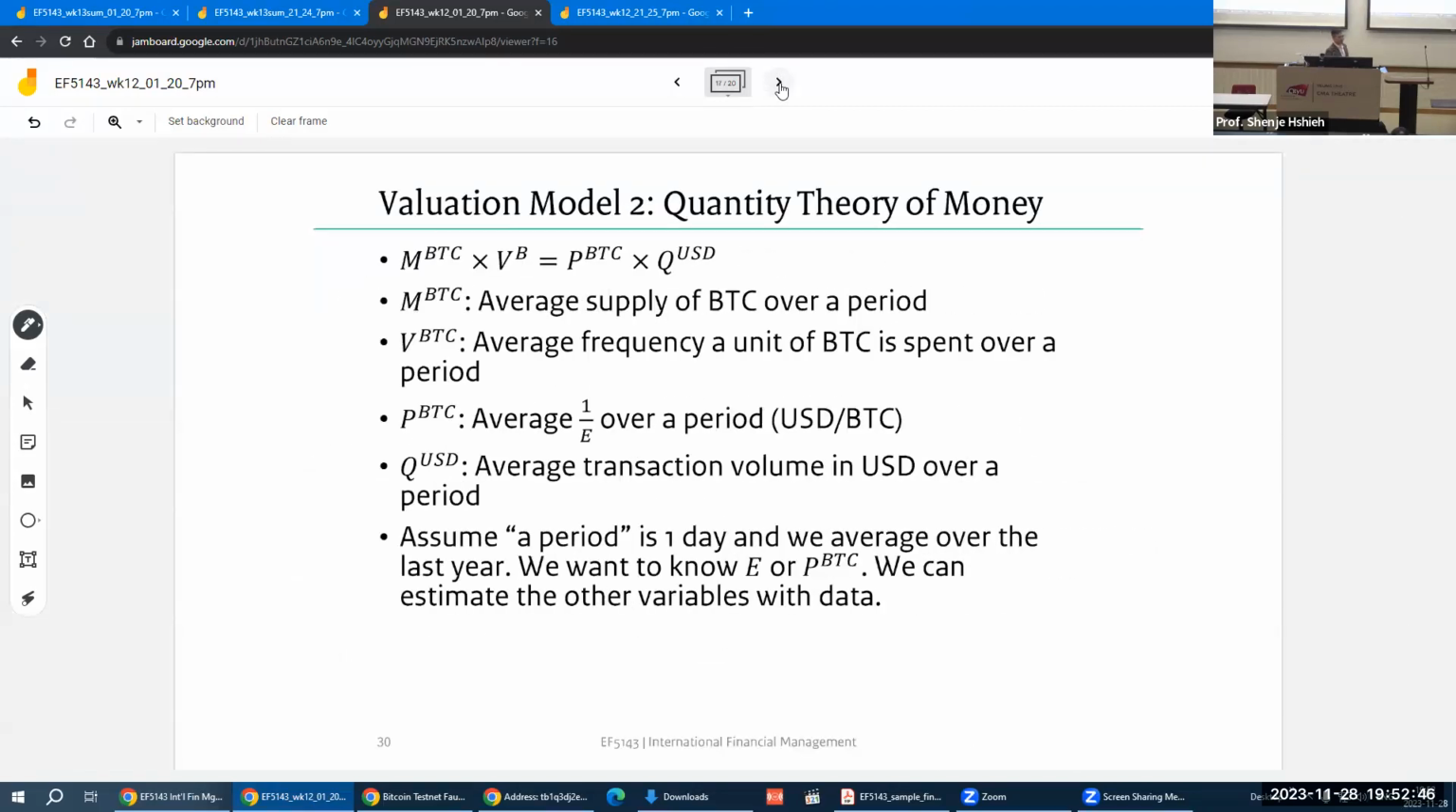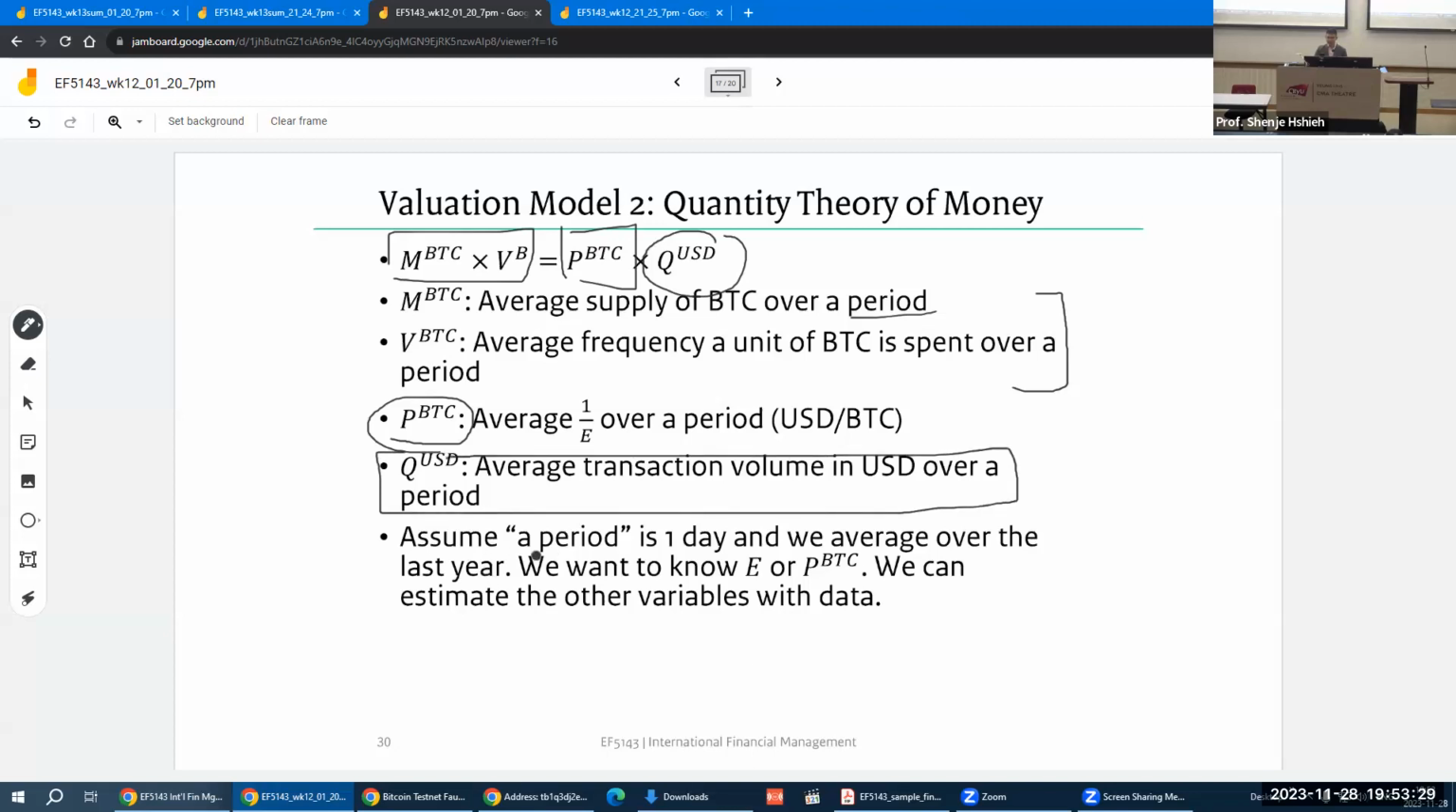Second model, we can look at the quantity theory of money to value Bitcoin. In other words, we're going to solve for P and input M times V and quantity. M is the average supply of BTC, Bitcoin, over a period. V is the average frequency of a unit of Bitcoin spent over a period. So we can multiply velocity times supply. We can get that number somewhere. And we want to solve for P, which is the average over a period of time. And Q we can also get from the blockchain itself. So we're going to assume a period is 1 day, and we're going to average over the last year.